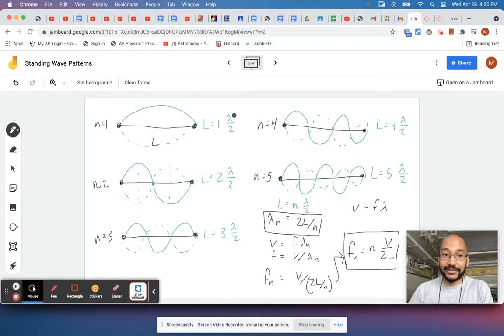To summarize, what causes standing waves? Vibrating a medium at specific frequencies, and those frequencies depend on the speed of the wave through that medium and the boundary conditions, or the length of the string in this case.